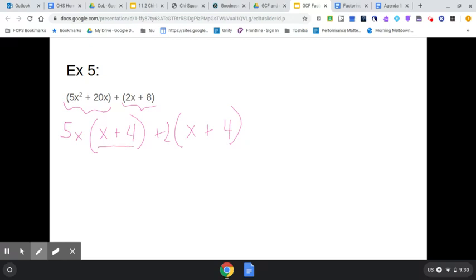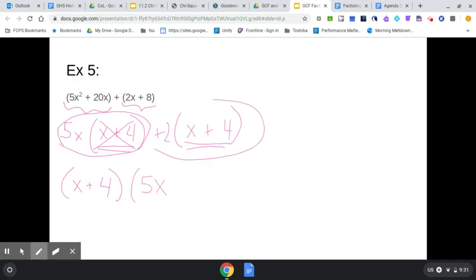Looking at those residual factors, x plus 4, they match. So the matching residual comes out, x plus 4. In this first grouping, if I factor out the x plus 4, I'm left with 5x. And in the second group, if I factor out the x plus 4, I'm left with the positive 2. There is the final answer in factored form.